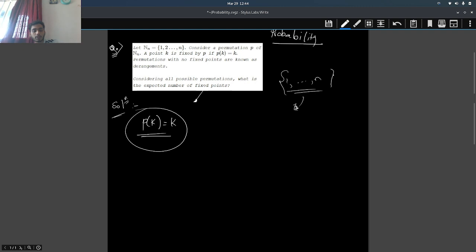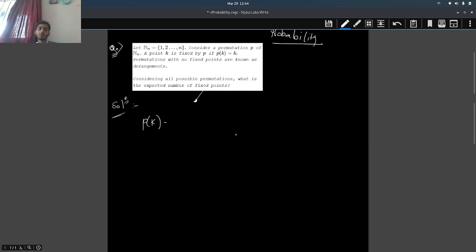So what is the expected number of fixed positions? A fixed position is when p_k equals k. We have a sequence of numbers from 1 to n, and we can permute it anyhow. If at index k the value is k, it means that k is a fixed point. So we have to find the expected number of fixed points over all the arrangements.